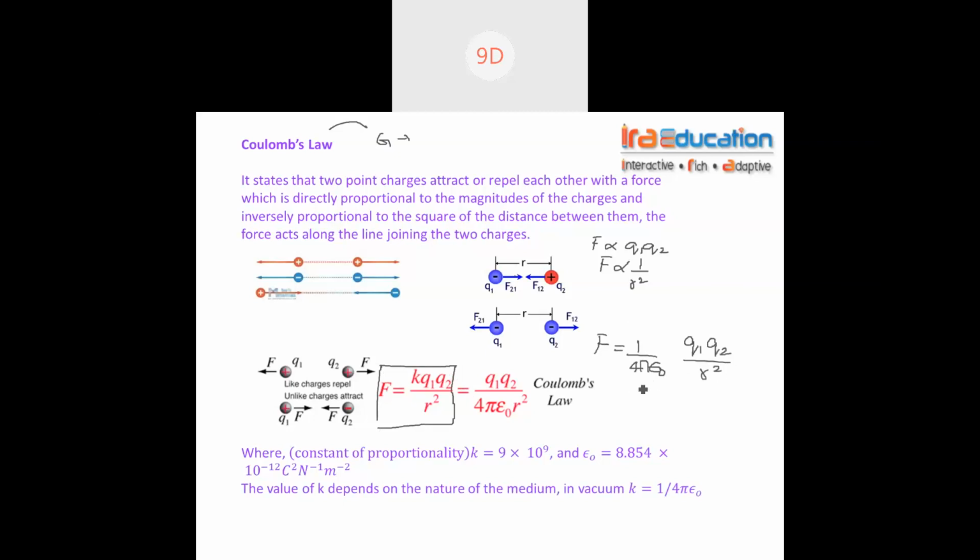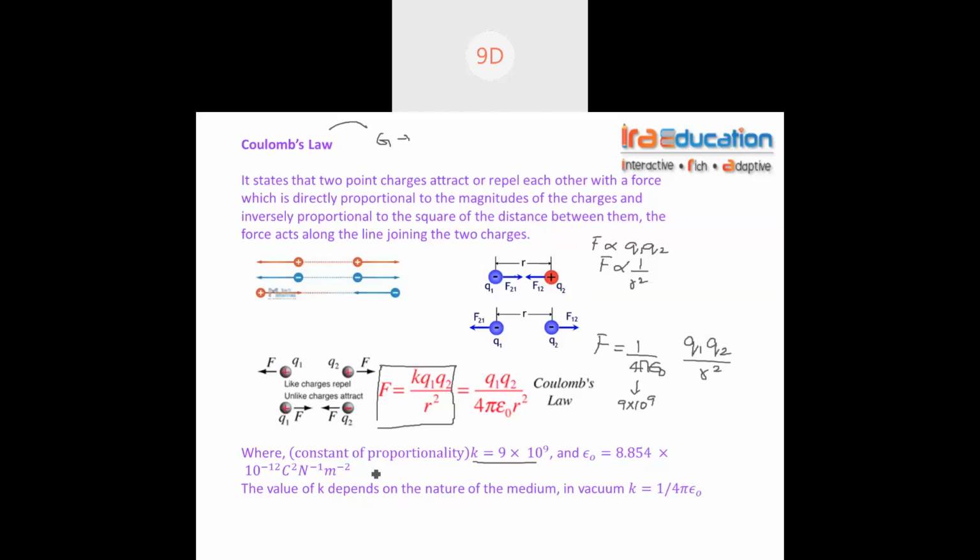Okay guys, here 1 by 4 pi epsilon naught, every time you don't need to write, you can just use 9 into 10 to the power 9. That is the k value, the proportionality constant. Coulomb's law states that the force between two charges placed at a distance r between them is proportional to the product of charges and inversely proportional to the square of the distance between them. That's Coulomb's law. What is epsilon naught? It is the permittivity of free space.